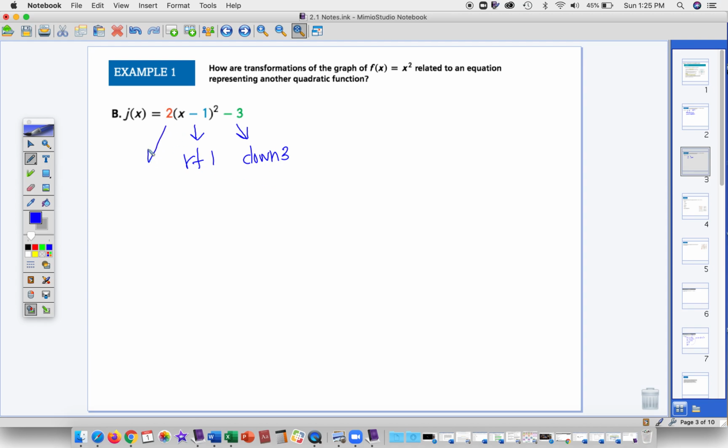And the 2, this is now a vertical stretch. Think of it as we're taking all the y values and multiplying by 2. So they're going to get higher faster, right? Or larger faster. So the graph is stretching vertically.